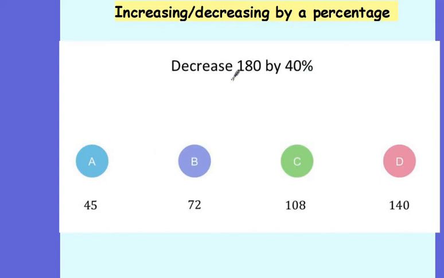Right, let's work it out. So I'm decreasing by 40%, so I need to take away 40%. Let's work out what 40% would be. Well, 10% is going to be 18. So 40% is going to be 4 times 18. 4 times 18 gives me what, Drew? Brilliant, 72. So my answer is B, 72, right?